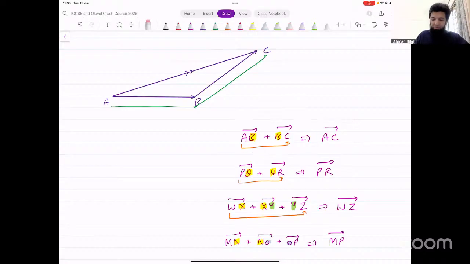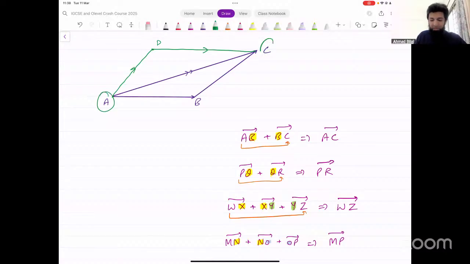You could also follow some other path, any other random path. So let's say there was a point D here. And then if you go from A to D, and then you go from D to C, this is also the same thing as AC. All right. So if the starting point is the same and the end point is the same, then the vector is the same.